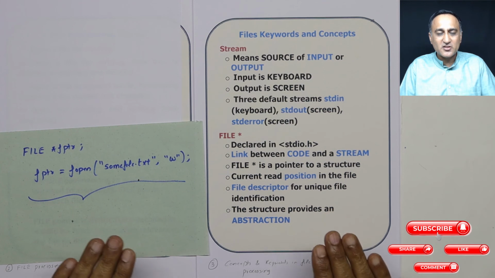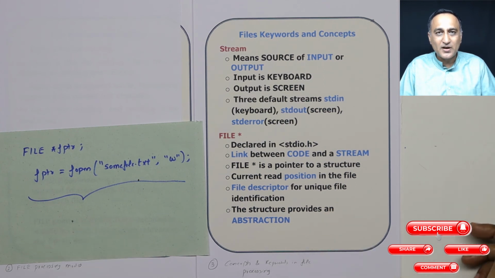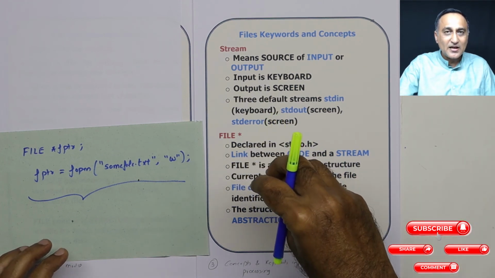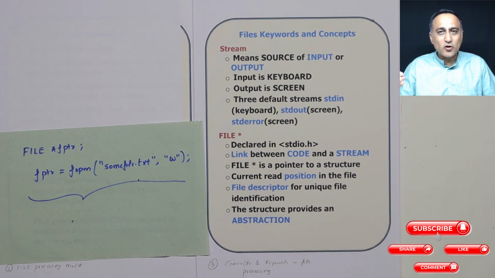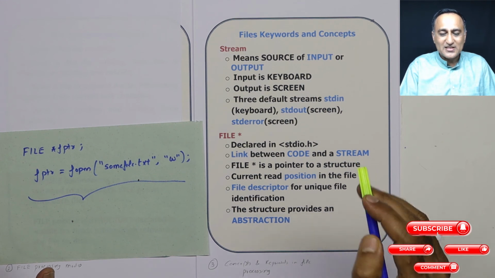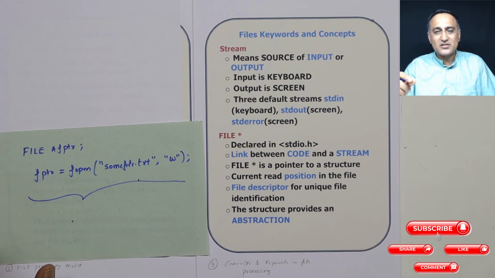If this file structure was not there, then you would have to know what type of hard disk it is, where data is stored in the hard disk, how to interact with the OS and all. Because of this FILE star FPTR, or file type of a pointer, you are just talking to a file as though you are working with a normal program. So this file pointer makes our life very easy. It hides all the complications associated with the file. For you, a file is simply a series of data, or a series of bytes, coming from somewhere.